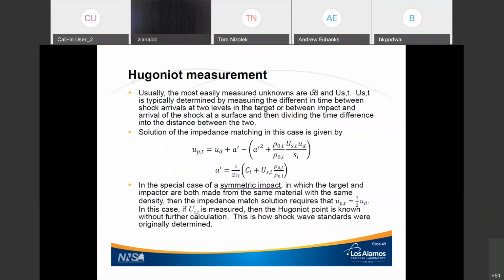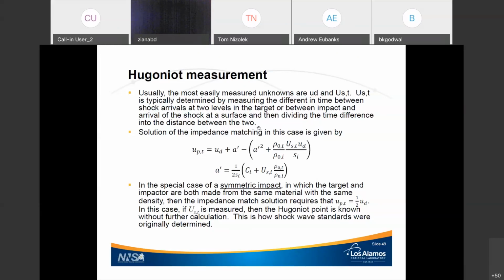And the reason that those are measured is that it's easy to measure an impact velocity. Shock velocity is usually measured by the arrival of the shock wave between two different levels in the target, or the time difference between impact on one side of the target and the shock wave arriving at the other side of the target, where you take your time difference and divide it into the known difference in position between your two measurement points to get a shock wave velocity.